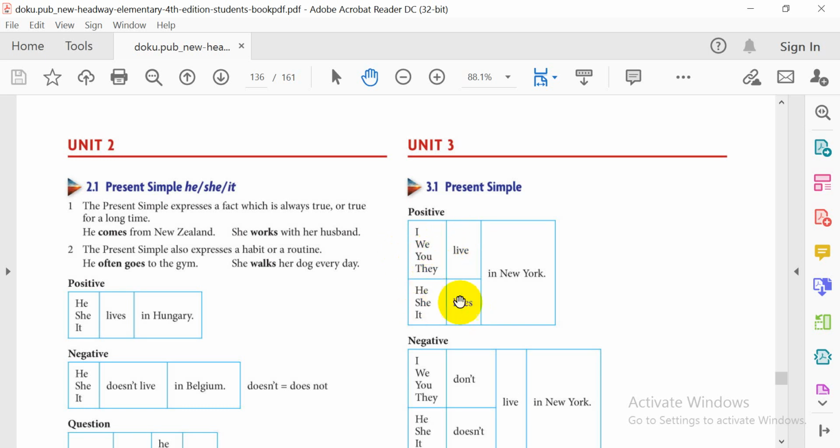If the subject of the verb is the absent third person singular, you must put s on the verb. But if the subject is I, we, you, or they, it comes without s. This is the positive.